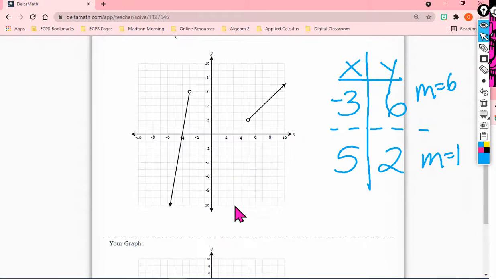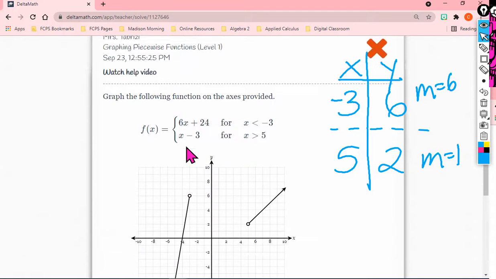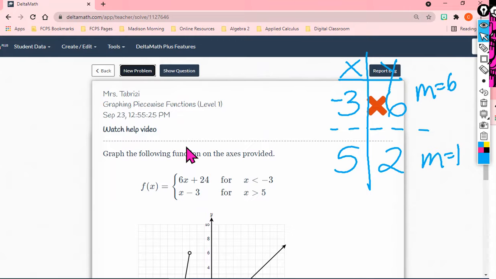Uh-oh, what did I do wrong? Oh, you know what? I counted my slope of 5 instead of a 1. Except you get 2 chances, so you get a chance to fix it. This is not the actual assignment.